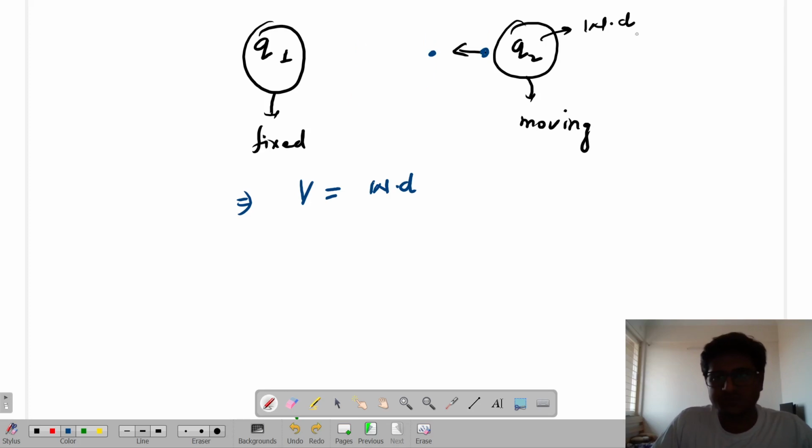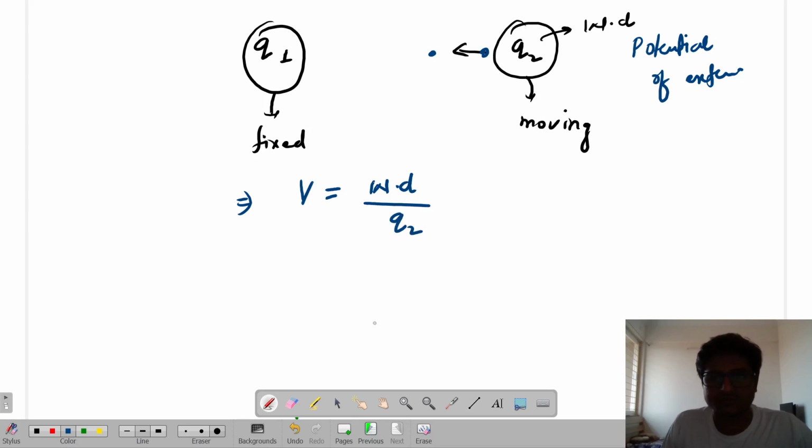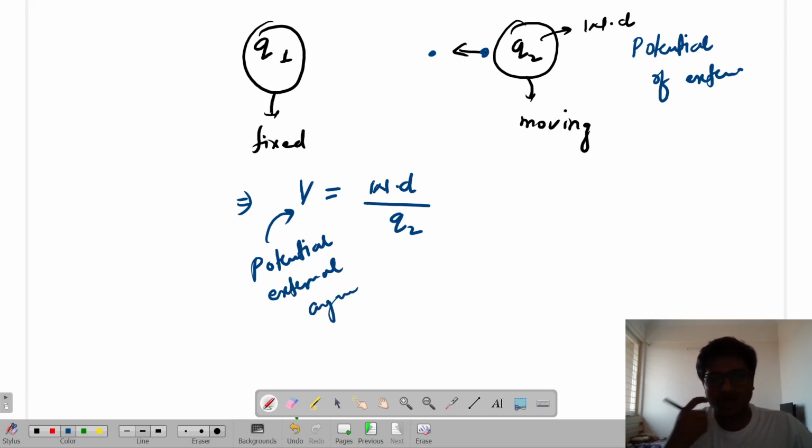So this potential is of which one? External agency. When I talk about Q2, okay? Are you able to get me? But if the Q2 will become bigger, the potential will decrease or not. So work done by Q2. So this potential, according to this formula, is of, so potential of external agency we are talking about, isn't it? Are you able to get me or not?